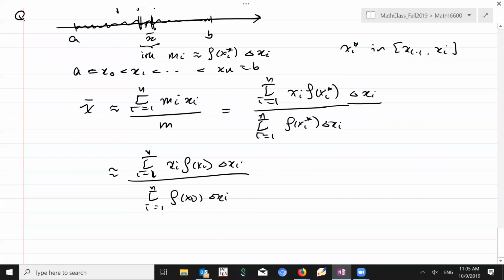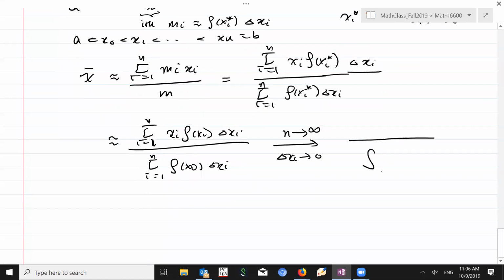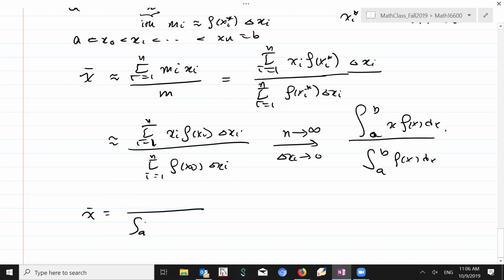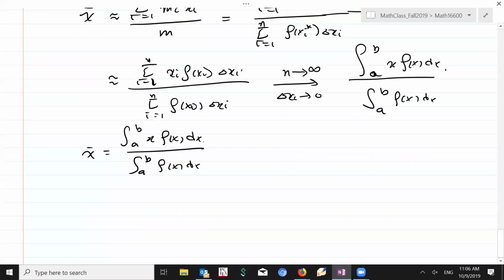Then we take the limit as n approaches infinity. In other words, delta xi all uniformly approaches zero. The limit is the integral from a to b of rho of x dx, and this is the integral from a to b of x rho of x dx. So this is a formula for the center of mass of the rod. Okay, this is how we get the formula.